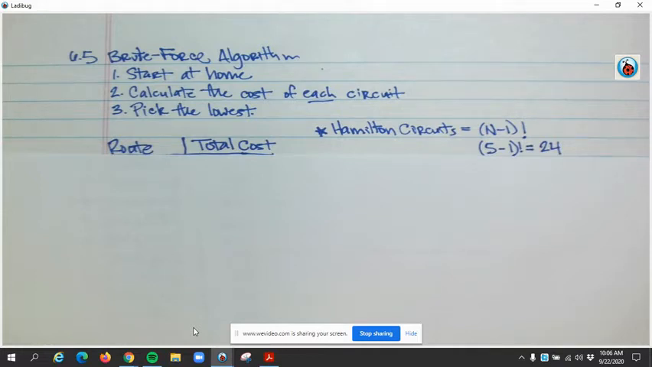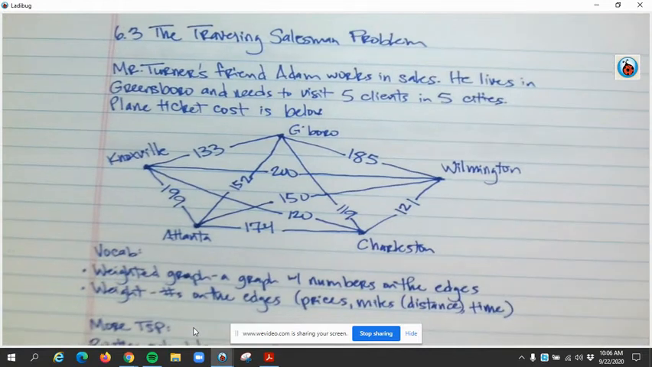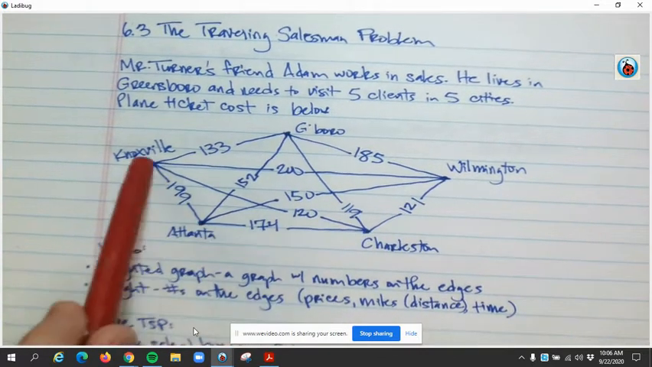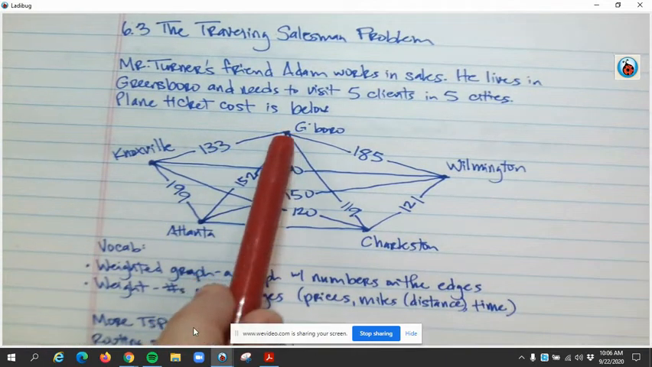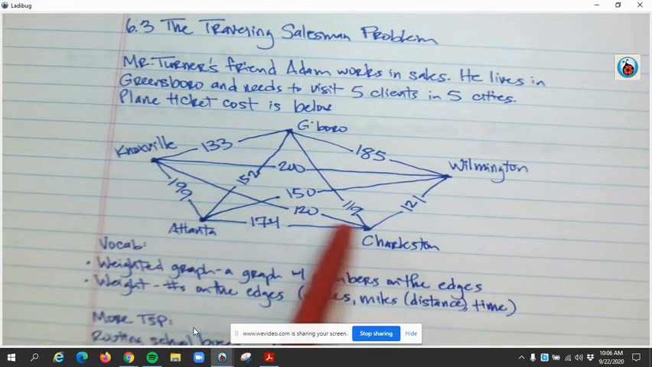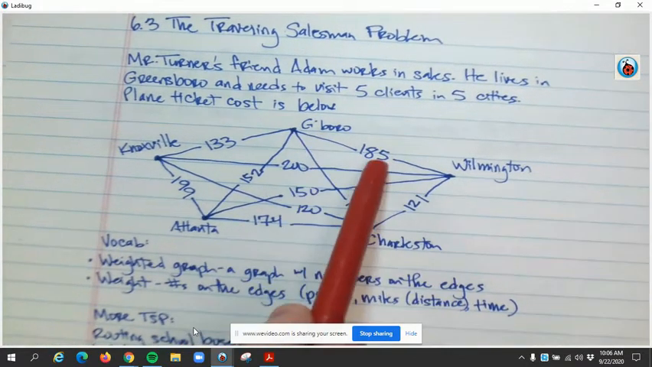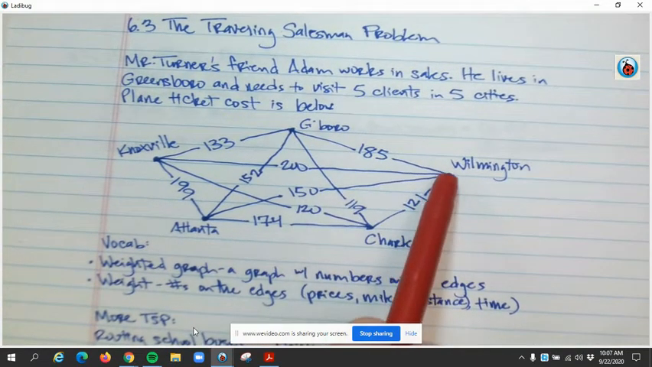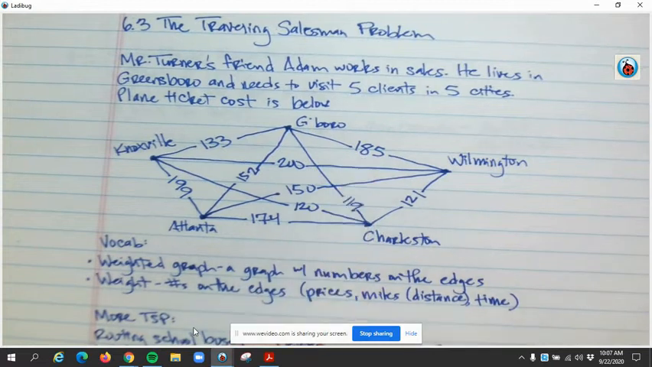But take a deep breath. Don't worry, because we talked yesterday about mirror circuits, and a mirror image circuit is the same thing as a regular circuit. For example, if Adam is flying Greensboro to Wilmington to Charleston to Atlanta to Knoxville and back to Greensboro, that would be exactly the same as flying counterclockwise, Knoxville first, then Atlanta, then Charleston, then Wilmington, and then Greensboro, because the prices in this example are exactly the same if you fly Greensboro to Wilmington or Wilmington to Greensboro. It's $185.